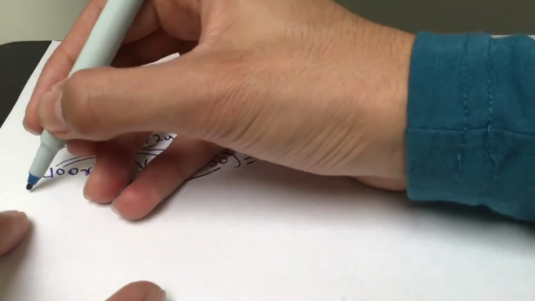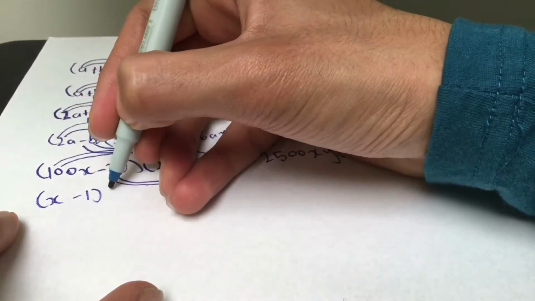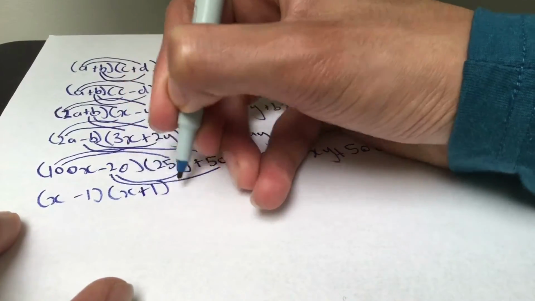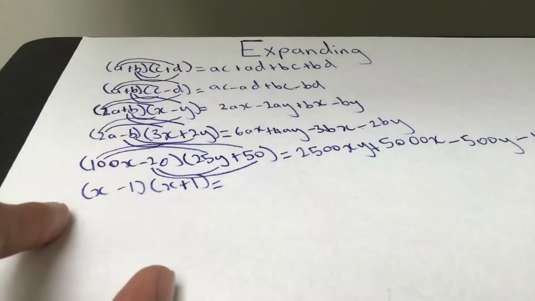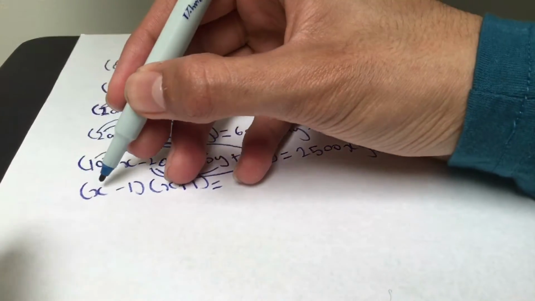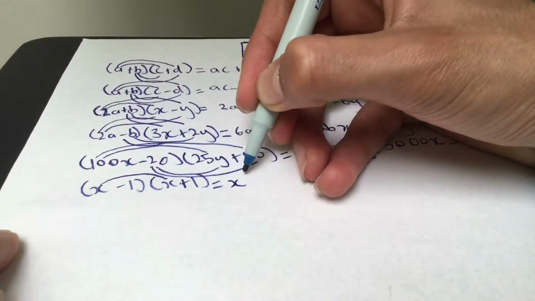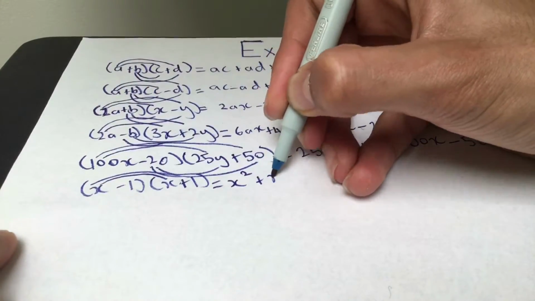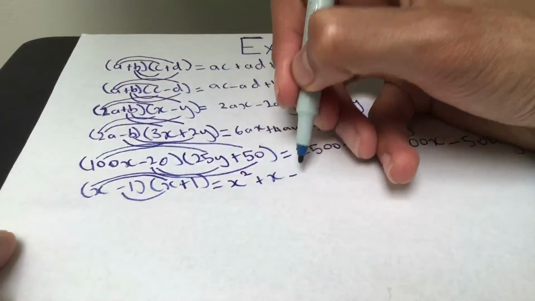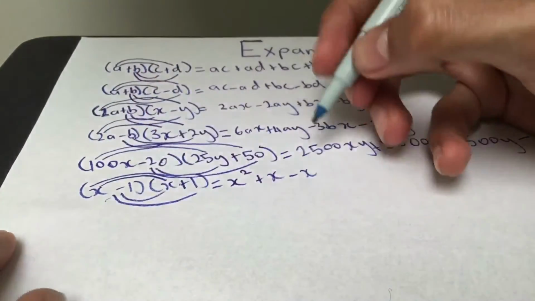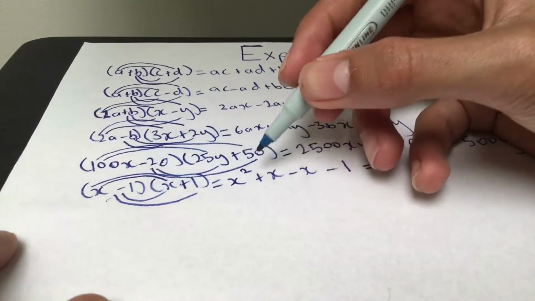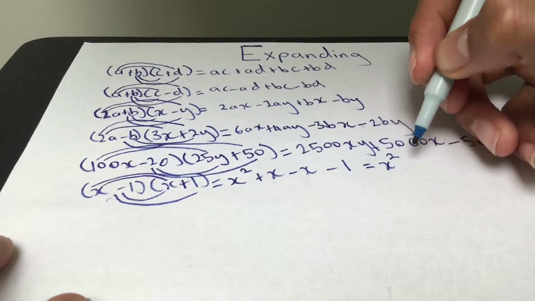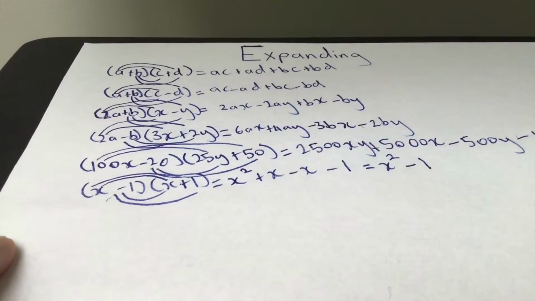Now let's move on to (x - 1)(x + 1). Okay, so using the same concept, x times x, x squared, x times 1, which is x, minus 1 times x, minus x, minus 1 times 1, minus 1. Then it's x squared, and then x minus x cancels out, and then we're left with x squared minus 1.